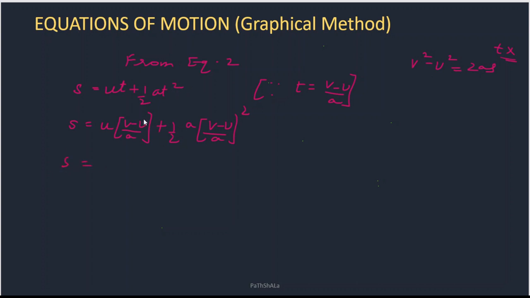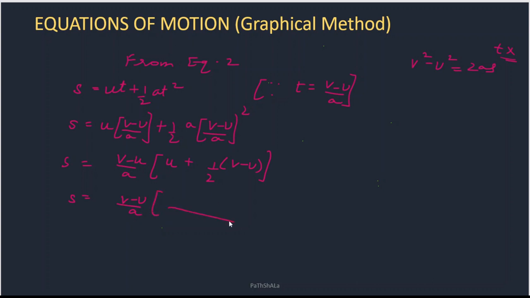Okay, so I can simply see that v minus u over a can be taken common. What we are left with here is u, plus here we are left with 1 upon 2. One a is common and one a will cancel out, because this is squared. So 1a we have taken out and it will cancel out the other a. So we are just left with v minus u. Right? So s is equal to v. Just simply solve it out.